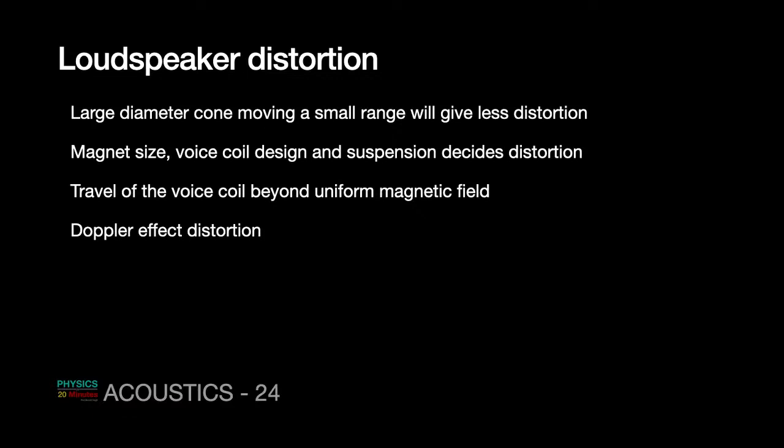Another way is to take a modulated tone, a high frequency tone modulated by a low frequency, feed it to the speaker system, take the output, record it in Audacity, and figure out whether you get FC plus FM, FC minus FM, or you get more higher terms. So all these things can be done to study the loudspeaker distortions.